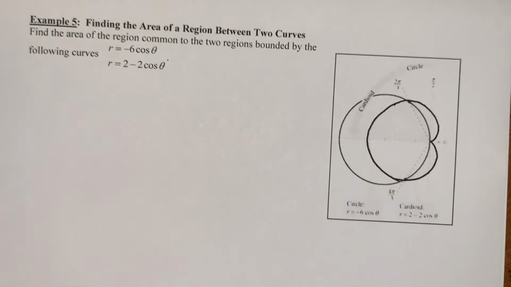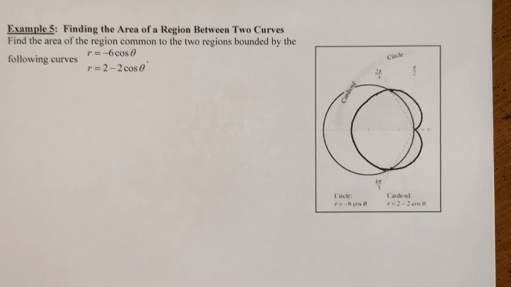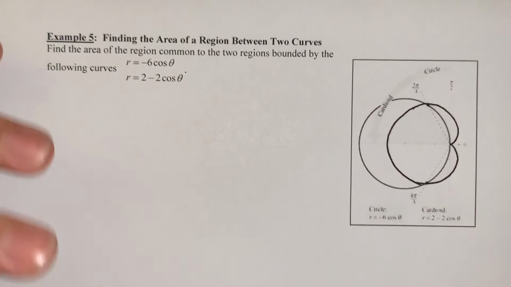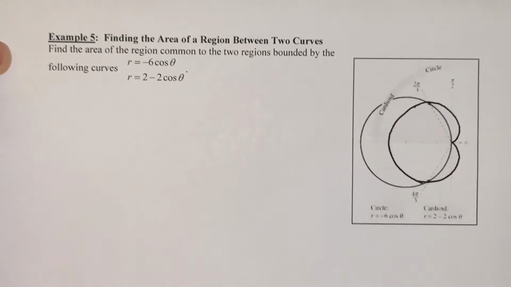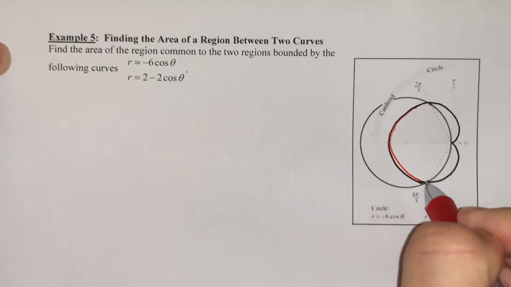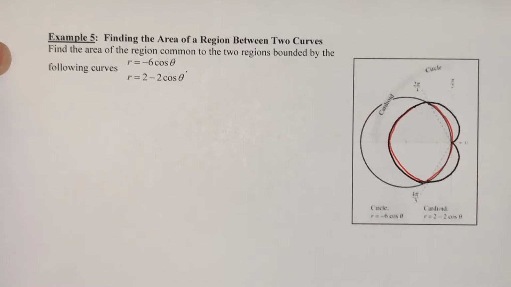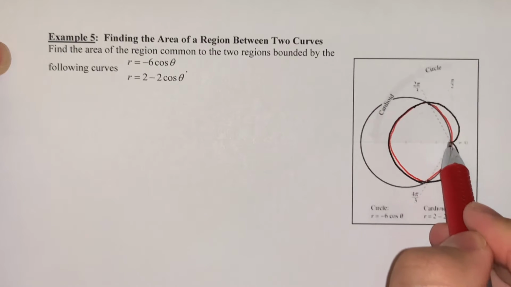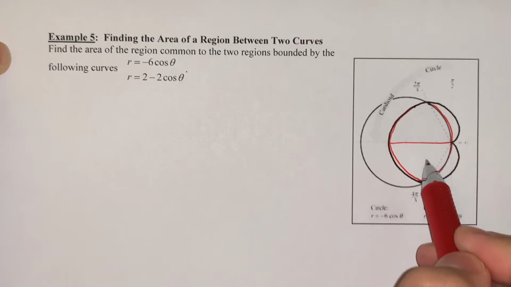Either way, let's get back into it. They were nice enough to tell us which equation is the circle and which equation is the cardioid. I'm not sure if that's always going to be the case, but we'll practice as we go. So it says find the area of the region common to the two regions bounded. Let's see if my red pen works. The region bounded between these two curves is this region right there. This is what we're trying to figure out. And if you notice, this is pretty symmetrical down the middle. The area above this axis is the same as the area below that axis.